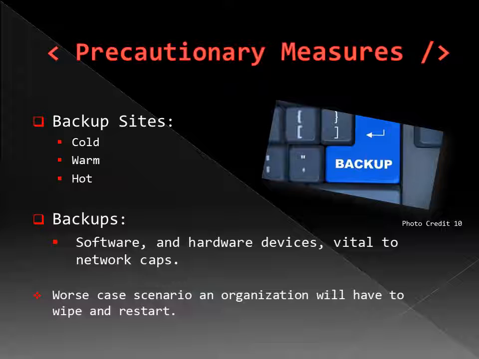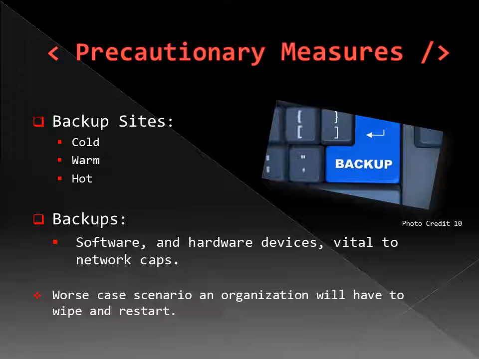Some of the precautionary measures include the following. Backup site is a site in which to relocate as a recovery site in the event of a disaster. There are 3 different types: cold, warm, and hot. A hot site being the most expensive because it is a mirror image of the host site and can restore operations in a matter of hours.